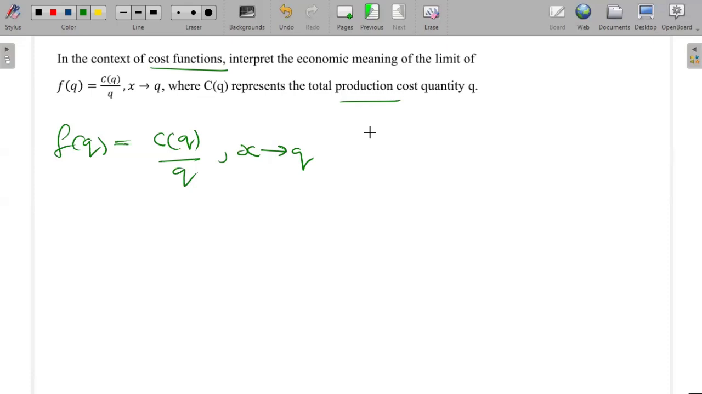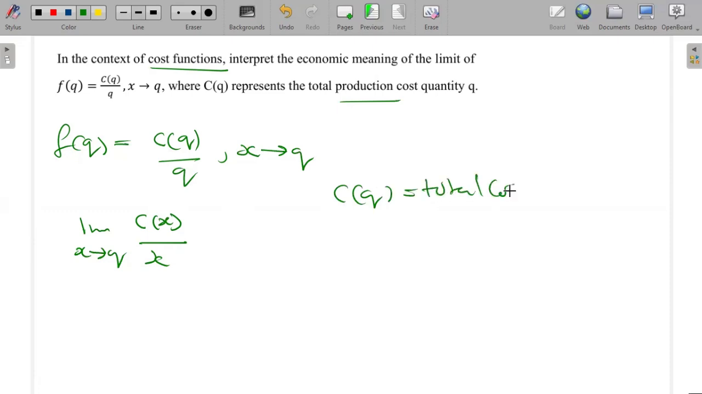Now let us make sense of this. In short, they're telling us to find the limit as x approaches q of the function. That should be x, not q there. It should be C of x divided by x, because you wouldn't have replaced yet. So it should be this way. Where this C of q is just the total cost. This is showing us the total cost. And our q is representing quantity. Now, what does this interpret to?